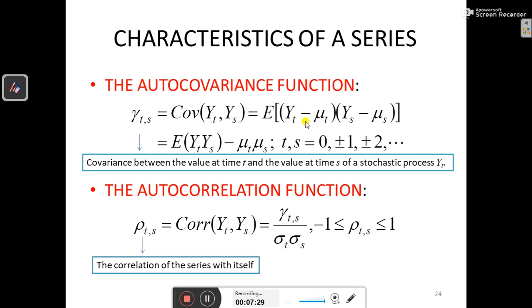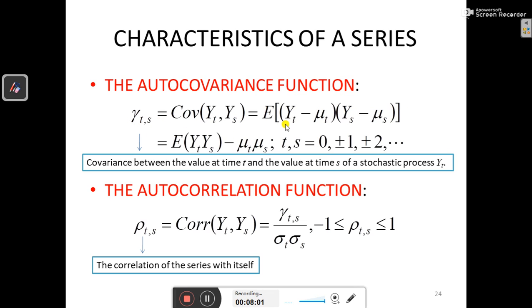the expectation of (Yt minus mu t), meaning the value at that point minus the mean value at that time t, multiplied by (Ys minus mu s), that is the actual value at point s minus mu of s at that time. The multiplication of these two is under the expectation, and that will give us the covariance.